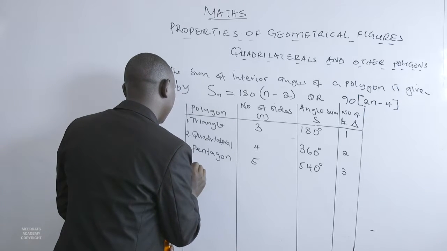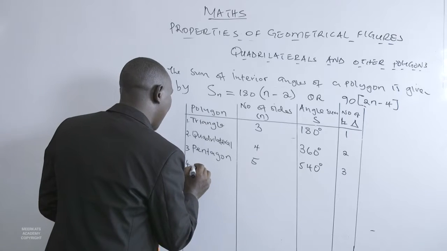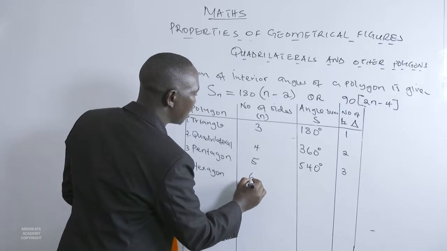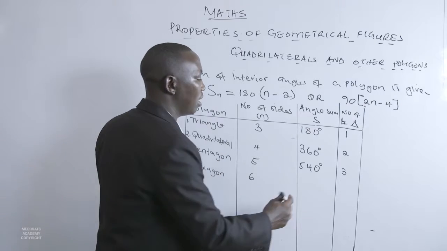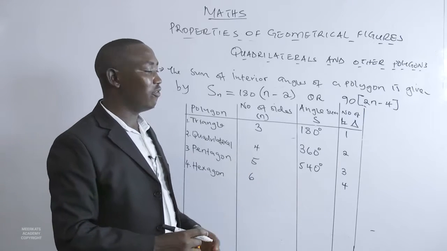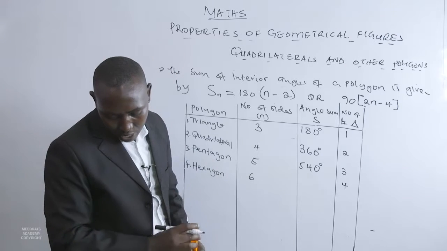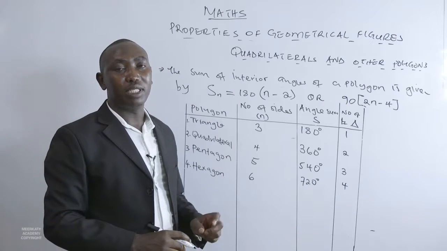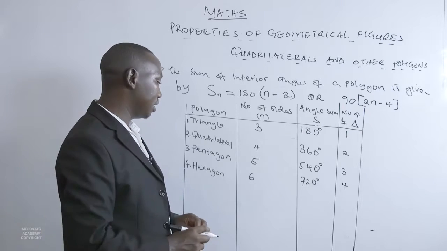Number 4, after the pentagon, we have one that has got 6 sides, which is called a hexagon. A hexagon has got 6 sides, and the number of triangles again will be 6 minus 2, or simply we follow that particular order, which means it will be 4. So that means the sum of interior angles is going to be 4 multiplied by 180, which will give you 720 degrees. So the sum of interior angles of a hexagon is 720 degrees.